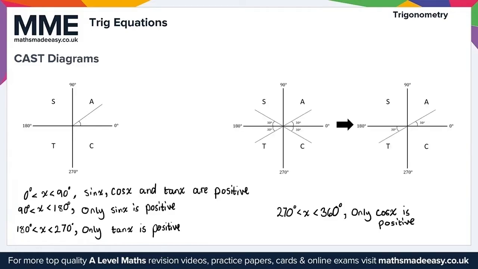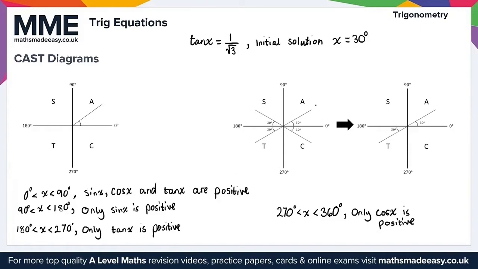Now let's think back to the example that we've just done for tan x being equal to 1 over the square root of 3. Here we're looking to find our solutions. We already know the initial solution, which in this case is x equals 30 degrees. And we can represent that here on our cast diagram.